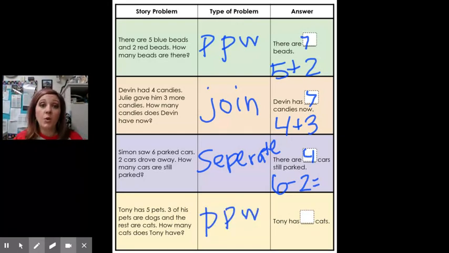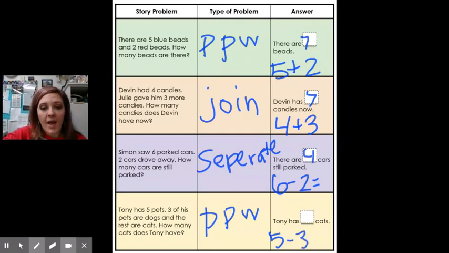So it told us our whole. Our whole was 5. Tony had 5 pets. 3 of his pets are dogs. How many cats does he have? That's the rest of his pets. So we're going to subtract. So he had 5 altogether, but 3 of them are dogs. That means his other pets are cats. So 5 minus 3 equals 2.